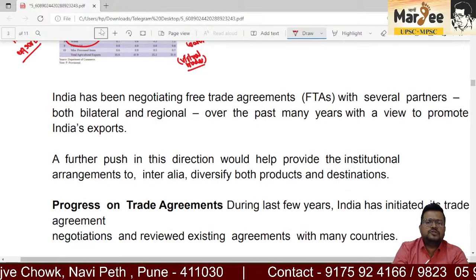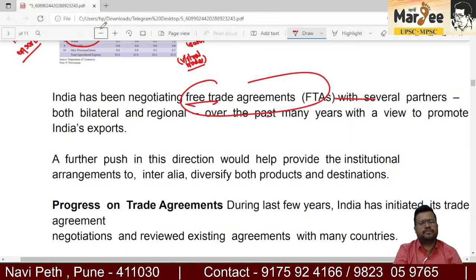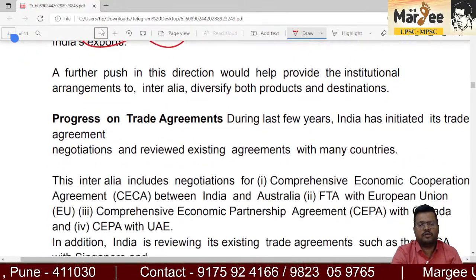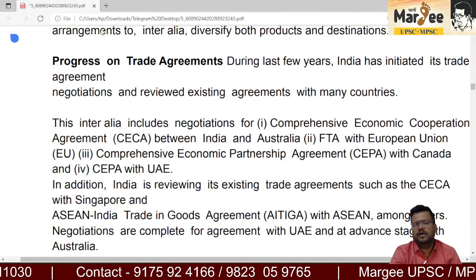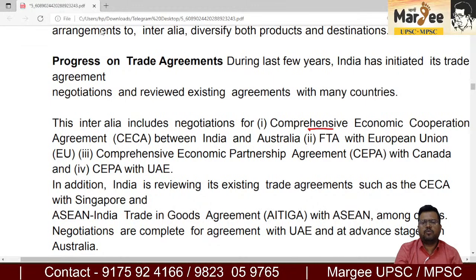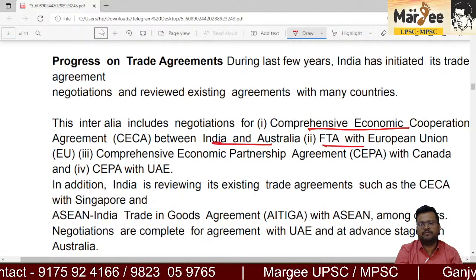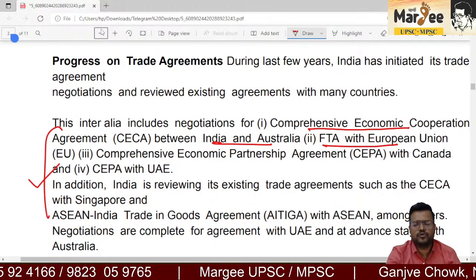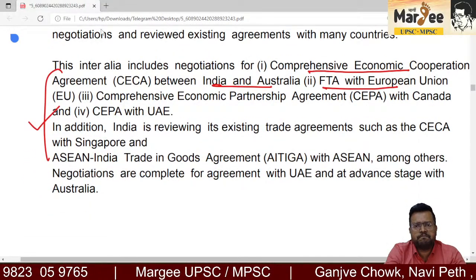India is also negotiating free trade agreements with several partners, both bilateral as well as regional. The Economic Survey has given some examples of its negotiation of free trade agreements, like the Comprehensive Economic Partnership Agreement between India and Australia, and the FTA with the Union. Just go through this list. Many times UPSC has asked questions related to these in the UPSC prelim.